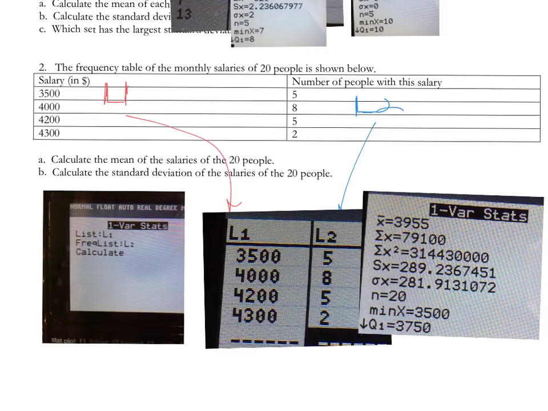So here the mean monthly salary turns out to be $3,955. And the standard deviation, remember we're always going to be using the standard deviation above the n. So here our standard deviation is going to be $281.91.